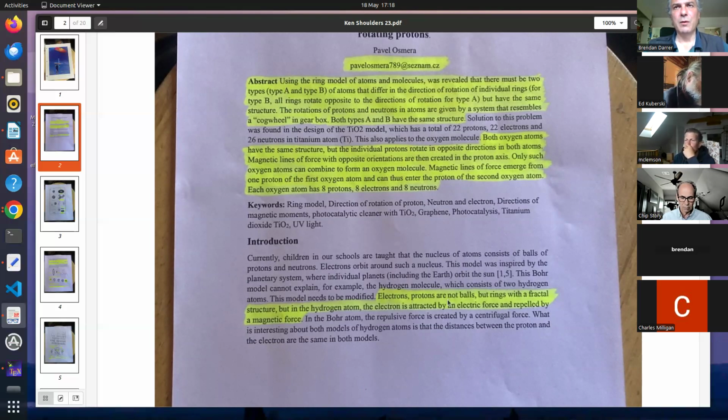Electrons and protons are not balls, but rings with fractal structure. In the hydrogen atom, the electron is attracted by an electric force and repelled by a magnetic force. In the Bohr atom, the repulsive force is created by a centrifugal force. What is interesting about both models of hydrogen atoms is that the distances between the proton and the electron are the same in both models.